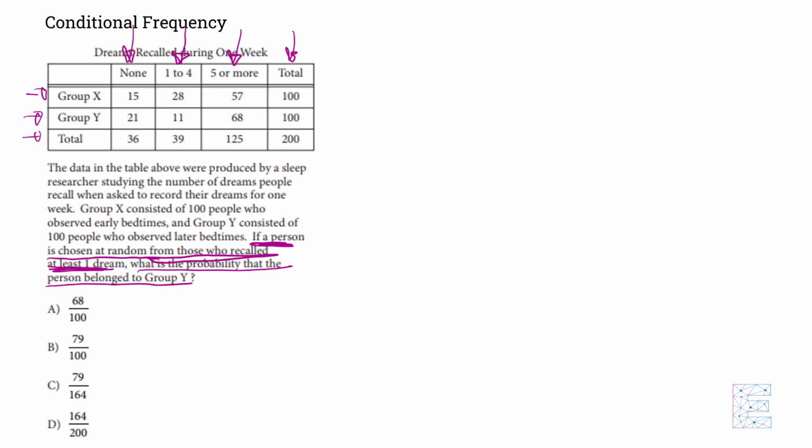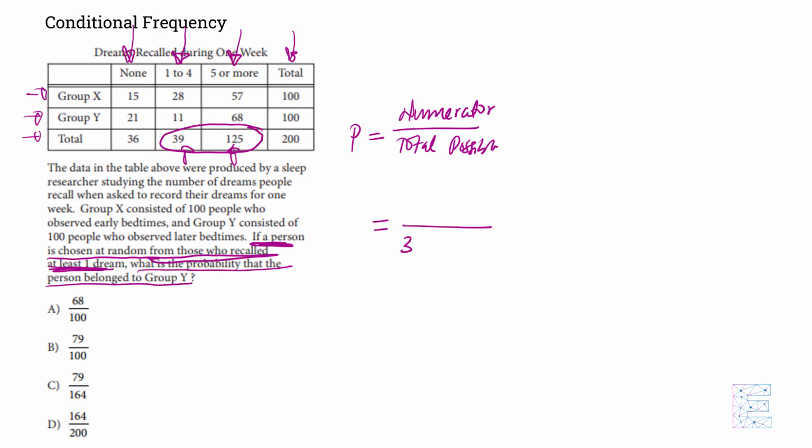So as we recall, probability can be found by figuring out the numerator, which is the favorable outcome, over the total possible. So let's examine this one more time. A person is chosen at random from those who recalled at least one dream. So which group of people recalled at least one dream? It's got to be these. 1 to 4 dreams was 39, and 5 or more was 125. So that's the grand total of the people who recalled at least one dream. So that means our denominator is going to be 39 plus 125.